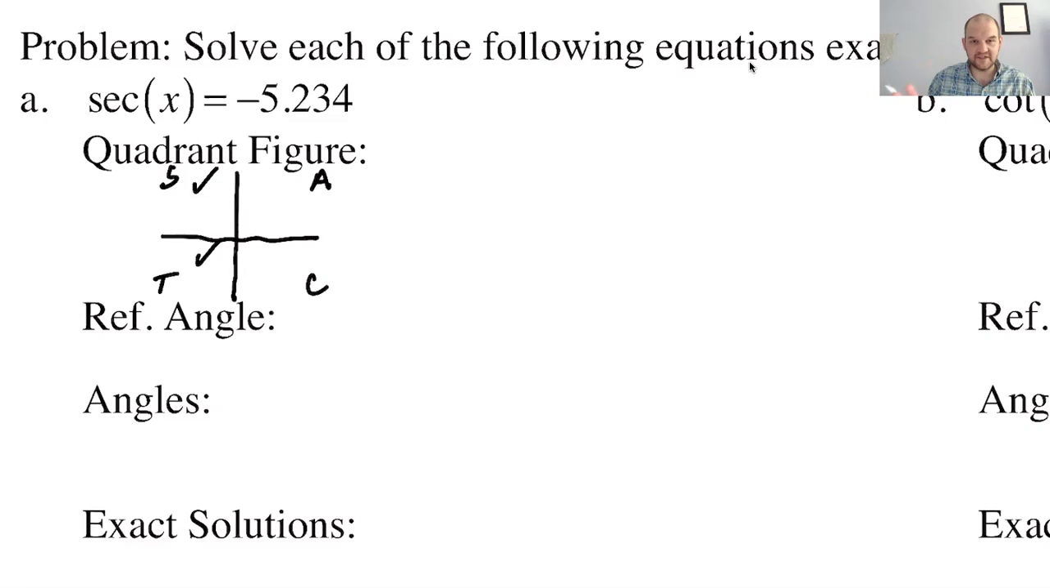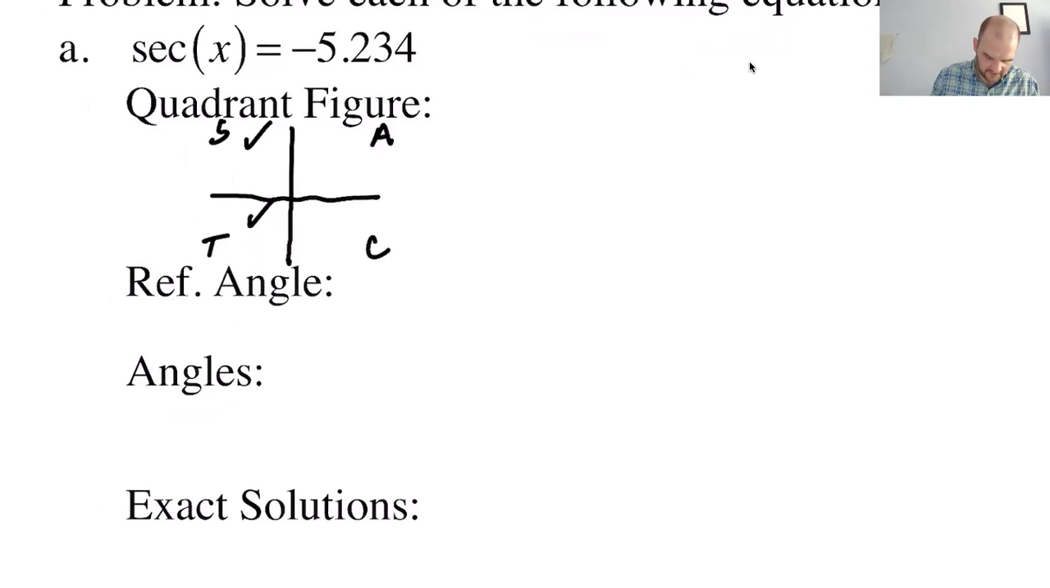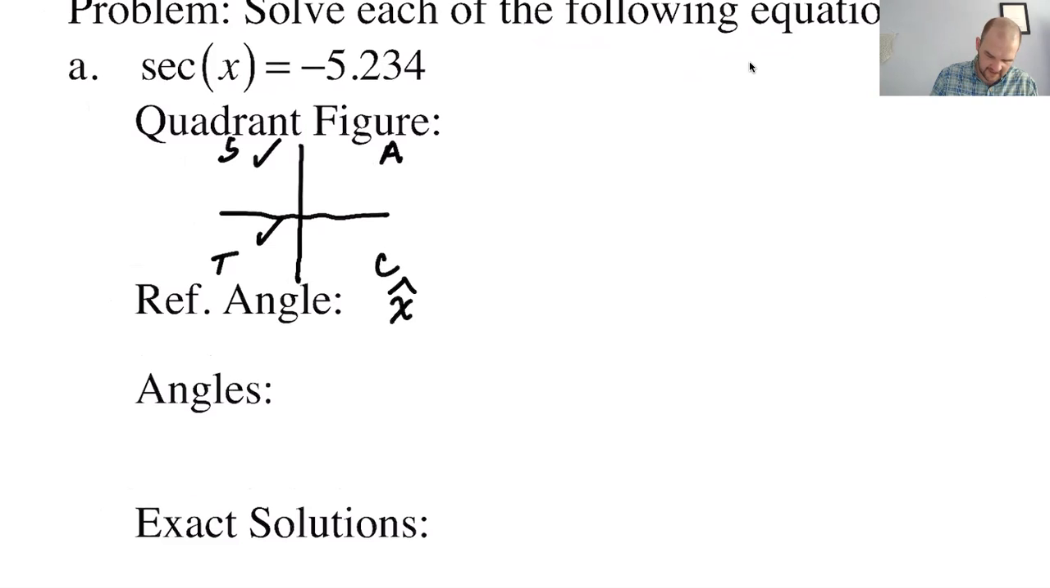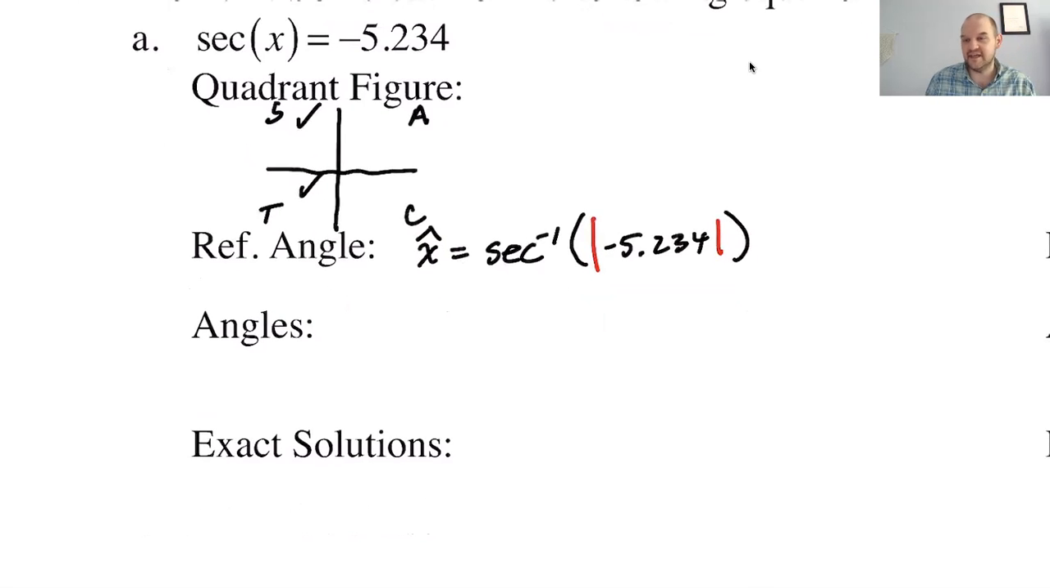Quadrant 1 angles are reference angles. So this is a really big deal. For the reference angle, I'm going to call it x prime, or sometimes you use a little hat on top. I'm going to do that, x hat. So my reference angle, x hat, is going to be the inverse secant of, and to emphasize this, I'm going to put it in absolute values, using red for the absolute value, 5.234. In reality, you do not do that. You just write positive 5.234. But here I'm trying to really emphasize what we're doing.